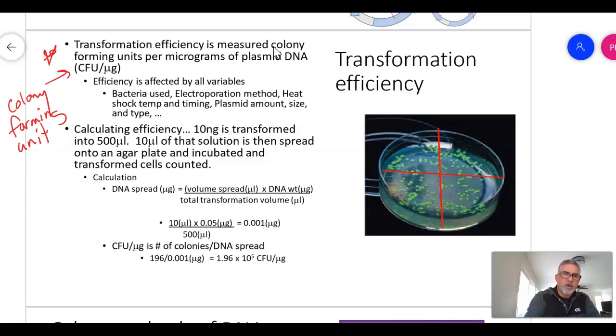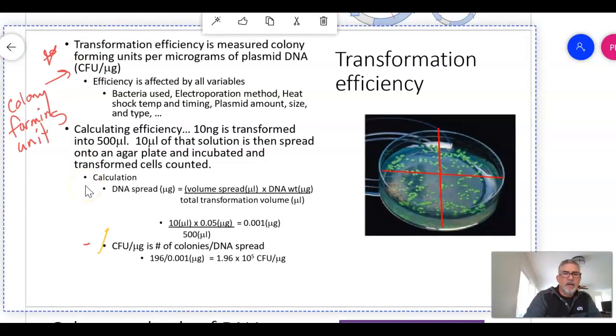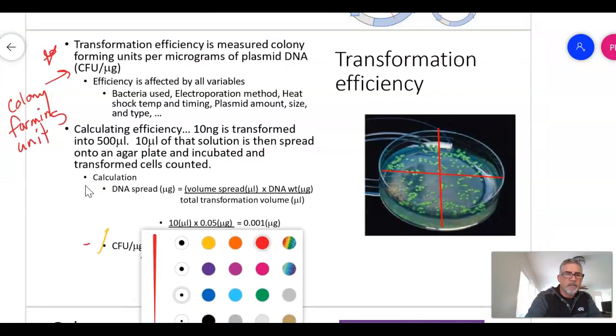Now I'm going to give you a worksheet to show you how to do this with a real scenario. So stay tuned for this. It's an oversimplified methodology of it.